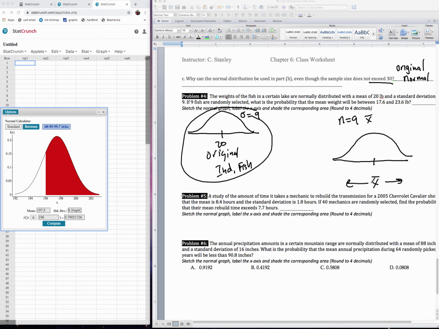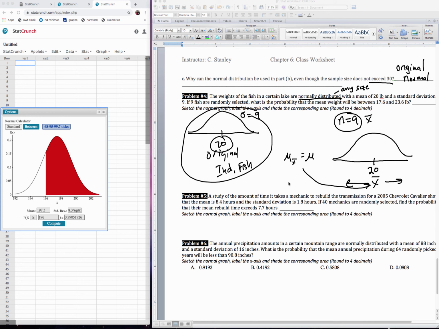Okay? Now, can we use the central limit theorem? Let's take a look. Because we only have 9. 9 is not 30. What's the original distribution? The original distribution is normal. Since the original distribution is normal, we could use any size. Okay? So we could use that. So the way it looks is the average of all these X bars is mu. Here's mu, which is 20 pounds. So 20 goes there.